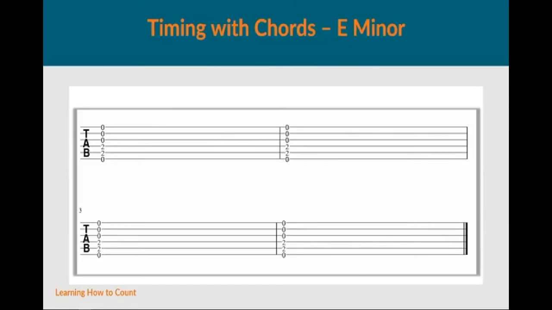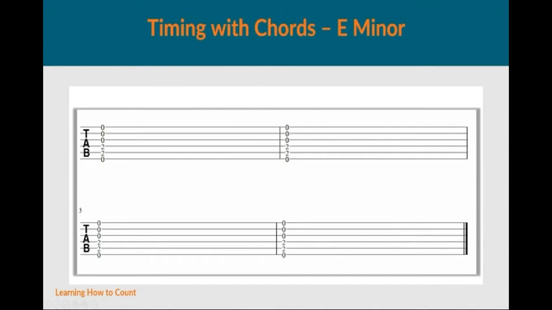Alright, so I want to go through different ways we can count. In the Ultimate Guitar program, we're going to get more into the lengths of notes, standard notation, and more timing. But one thing with this timing exercise that we're going to be doing is, notice that here there is nothing underneath this group of notes. Now this is the E minor chord.